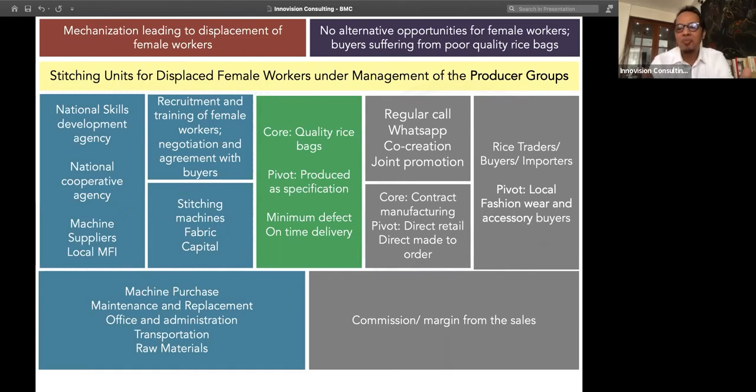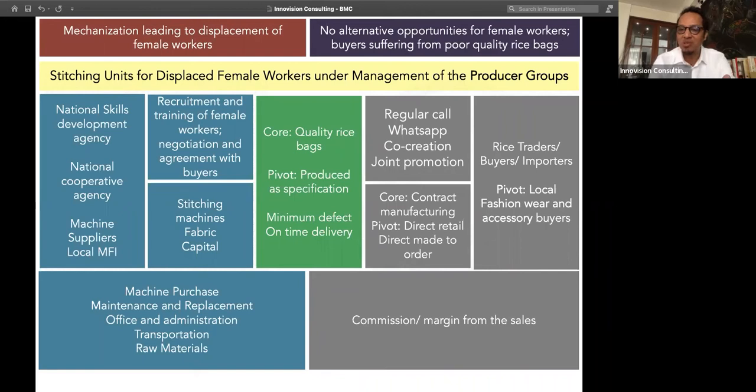Now, more often than not, we will end up plotting our female workers on the customer side, but the female workers are not paying for the product. So the customers are those who are paying for the product that is being produced, which in this case are the rice bags and the fashion wares and accessories. Therefore, the female workers and producer groups do not come in this framework anywhere here. So they're on the backside. Now, when the producer groups are offering that value, they do it through contract manufacturing or direct retail and direct made to order.